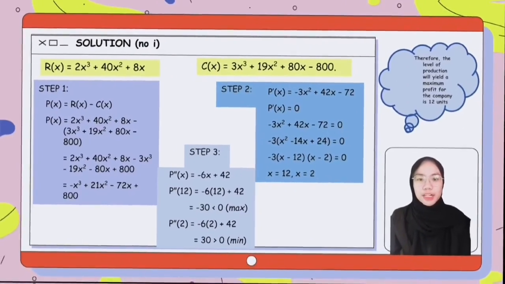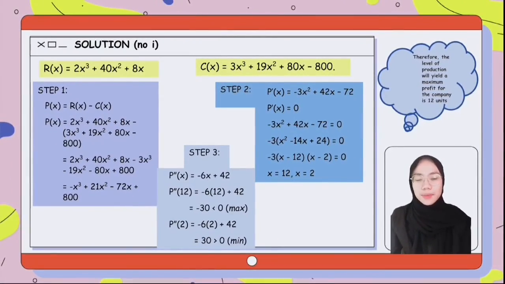Okay, for the question, to find the level of production that will yield a maximum profit for the company, step 1 is we have to find the profit function. To find the profit function, we use the total revenue minus the total cost. And we get the profit function is equal to negative x cubed plus 21x squared minus 72x plus 800.